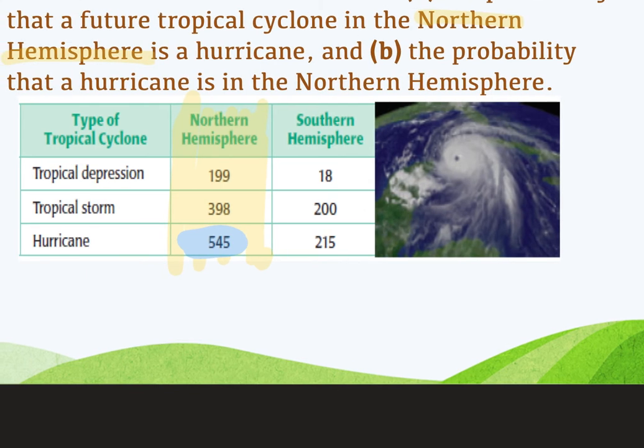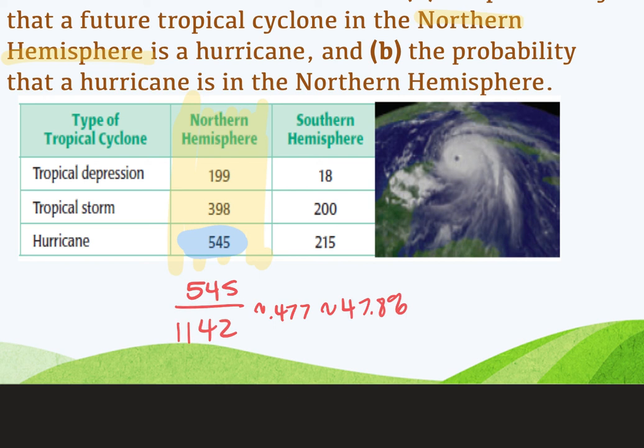So the 545 is going to go over the total, which is 199 plus 398 plus 545. So I'd get 545 over 1,142. If it asks for it in percentage, then you just divide it. It would be 0.477, which would be 47.8%. Okay, it could ask for it in that format, or the nearest whole percent would be 48%. Just pay attention to how it asks for it. 47.8, unless it asks you to round to the nearest whole percent, which would be 48%.